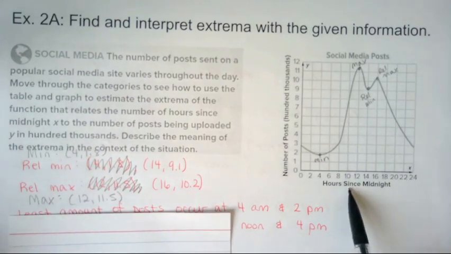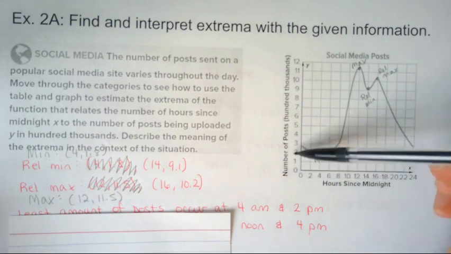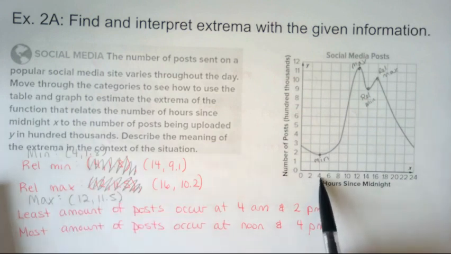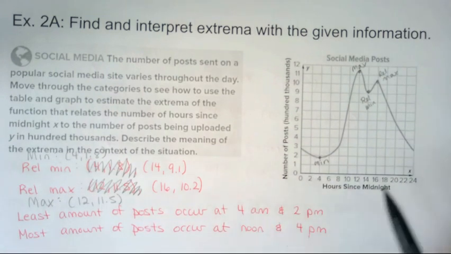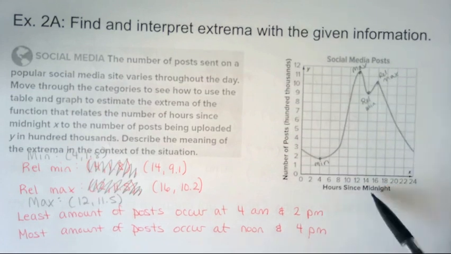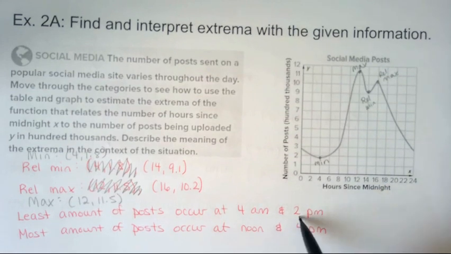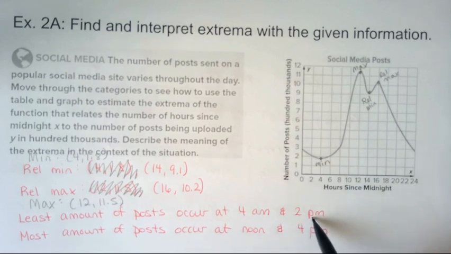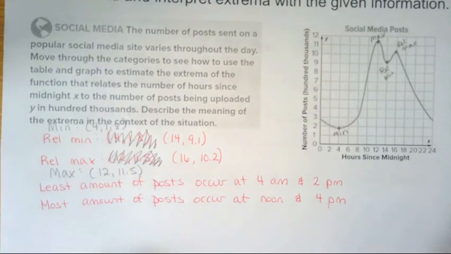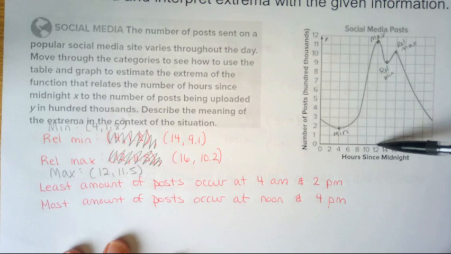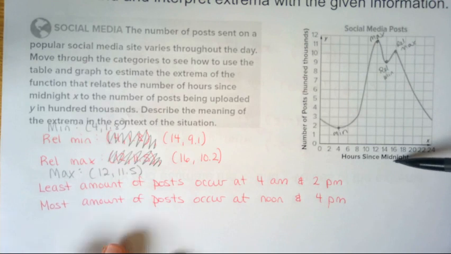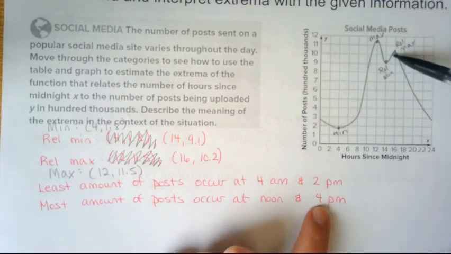Then I'm putting it into the context of what they're saying. So this is how many hours since midnight that it's occurred, and this is how many posts happen on social media. So 4 hours after midnight would be at 4 a.m. and 14 hours after midnight would be at 2 p.m. So the least amount of posts occur at 4 a.m. and 2 p.m. is how I worded it. And then the same could be said about the maximums. The most amount of posts occur at noon on a day. And then the next one is 16 hours after midnight. So that's going to put you at 4 p.m.